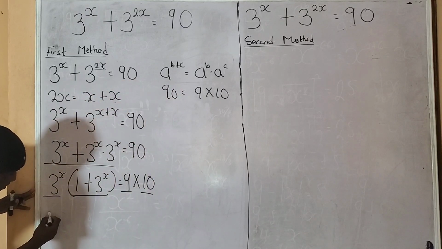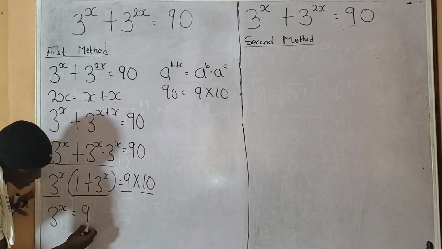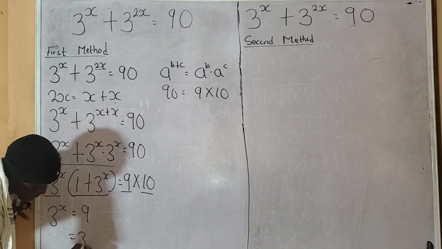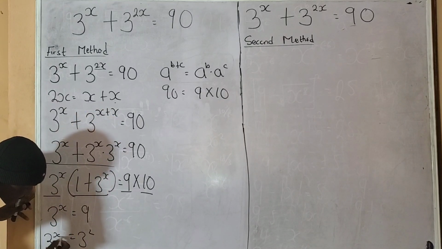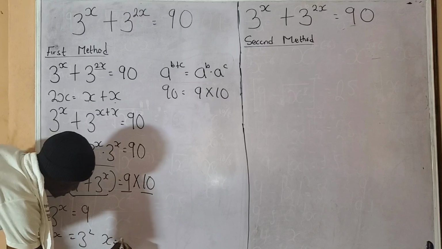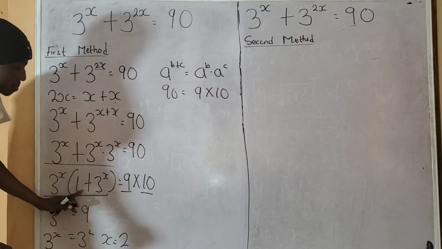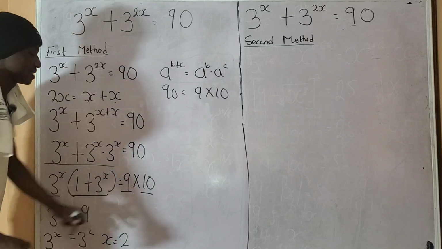So it becomes 3 raised to the power of x equals 9. What is the value of x? 9 can be written as 3 raised to the power 2, so 3 raised to the power 2 equals 3 raised to the power x. Here, x will be equal to what? 2, right?